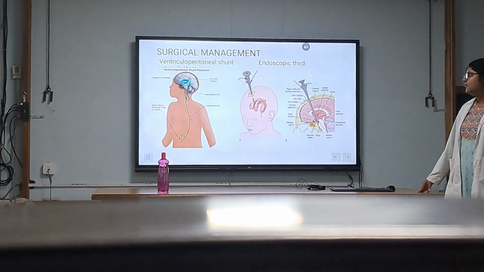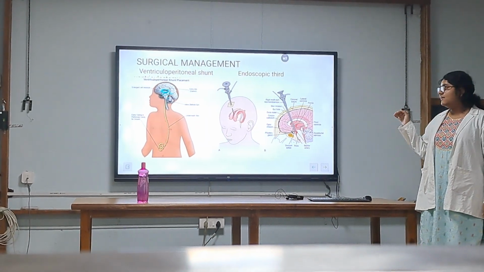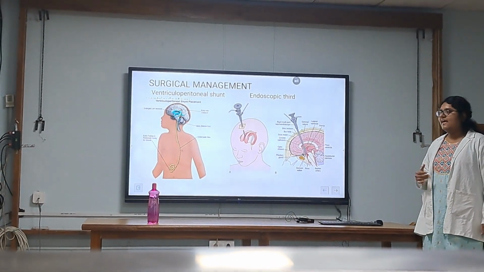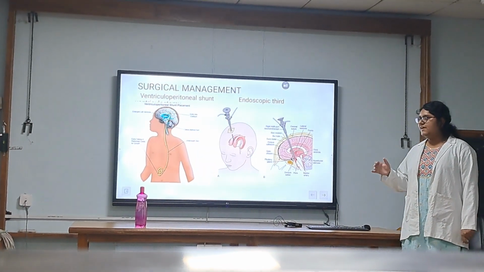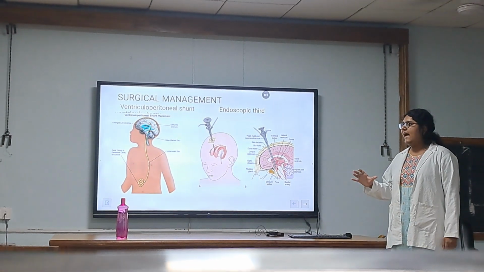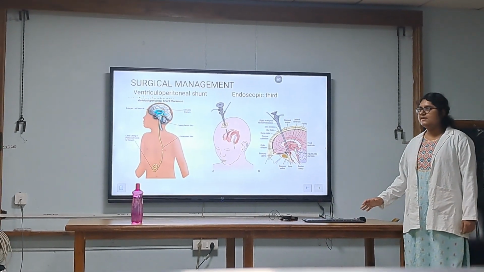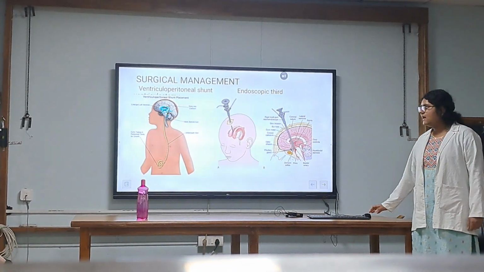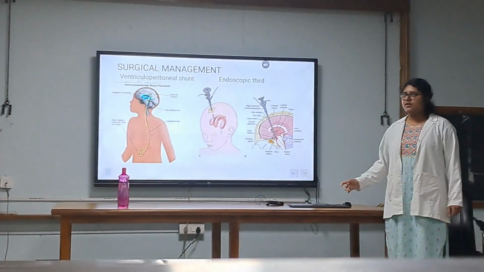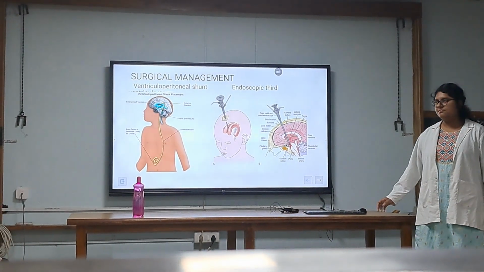Here a neuroendoscope is inserted through the lateral ventricle, through the foramen of Monro into the third ventricle. It helps to create a space for the free flow of CSF from the third ventricle into the adjacent subarachnoid spaces, and as a result the intracranial tension can be reduced. Also, there are complications such as reblockage can occur with this surgery, and repeat surgeries are essential for the patients.